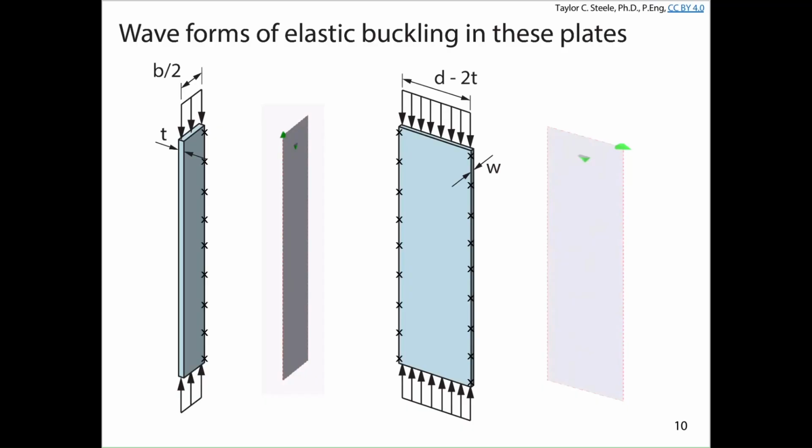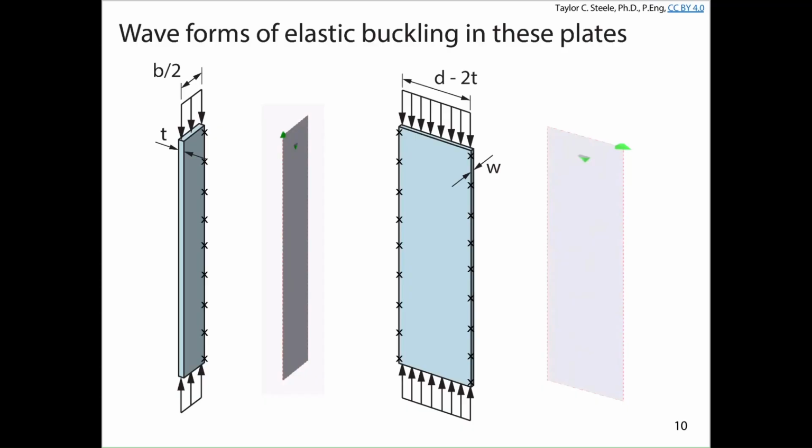On the web here, we're going to do more or less the same thing. So the left edge here is restrained from moving in translation. So is the right-hand side, because both edges of the web are connected to the flanges. We're going to assume that the flanges prevent them from translating at those edges. And all of these plates are carrying essentially the same stress. Okay, so they're carrying the same stress, which is P over A for the full cross-section.